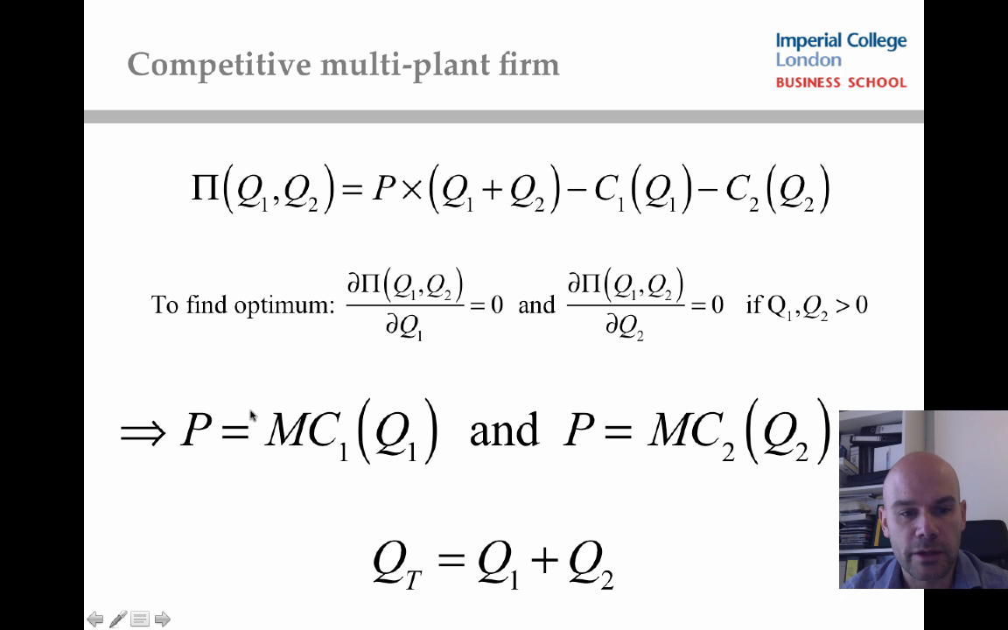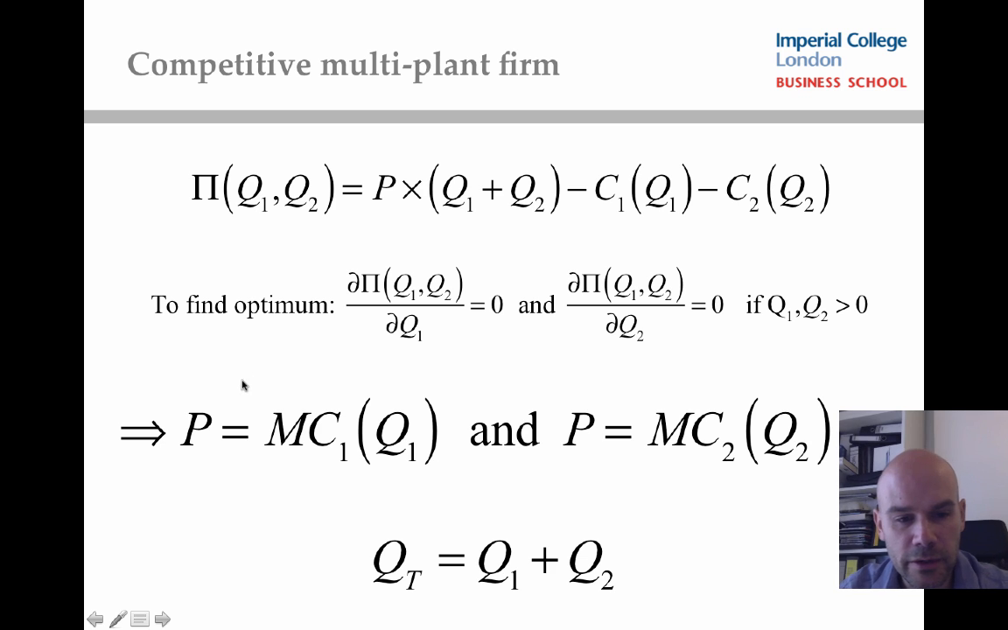This leads to these conditions which look very similar to the one we had before. Previously we had just P is equal to the marginal cost, but now we have two types of marginal costs. So the price has to be equal to the marginal cost in plant 1, and the price also has to be equal to the marginal cost in plant 2, which of course means then that the two marginal costs are equal as well, which is exactly what we have seen before in the previous slides and diagrams.